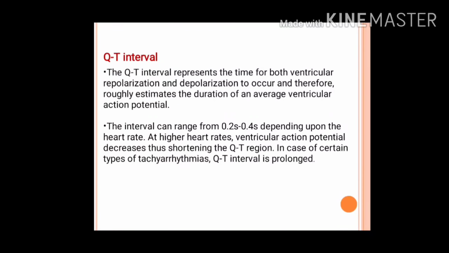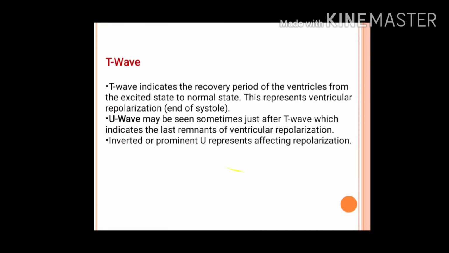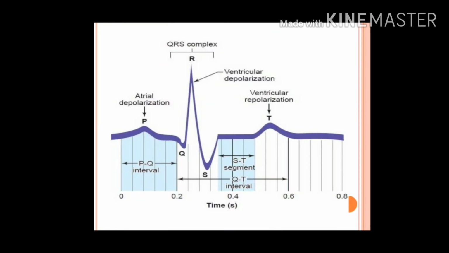At higher heart rates, the ventricular action potential decreases, thus shortening the QT region, and in certain types of tachyarrhythmia, the QT will be prolonged. So these are the 6 segments or 6 parts of the ECG. First we have the P wave, which represents atrial depolarization. We have the QRS complex, which represents ventricular depolarization. Next we have the T wave, which is the ventricular repolarization, and in between them we have the ST segment, QT segment and PQ interval as well as the PR interval.